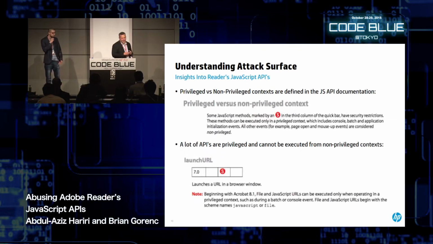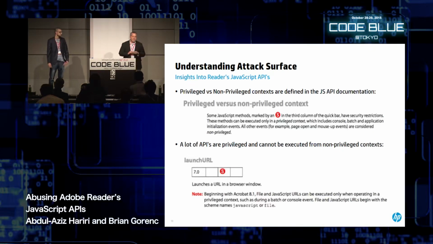So let's take a look at some of the mitigations that do exist in Adobe Reader's JavaScript APIs. First, there's this idea of privileged versus non-privileged context. And this is defined in the documentation. APIs that have security restrictions on them need to be executed in a privileged context. And you can see privileged context can only be executed in several spots: when you're executing in console mode, when you're executing in batch mode, and when the application is initializing. And finally, you can execute privileged APIs if you are trusting the document certificate.